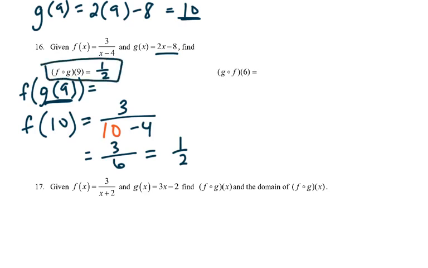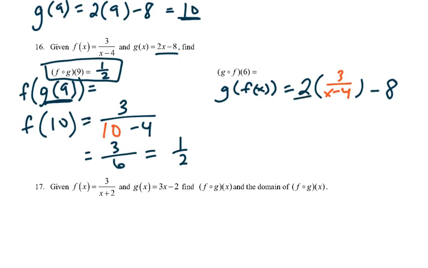Okay? The other way I'm going to do differently, I'm actually going to find g of f of x and then substitute in the 6 afterwards. So g of f of x, that's going to be 2 times 3 over x minus 4, minus 8. I'm going to multiply this out.